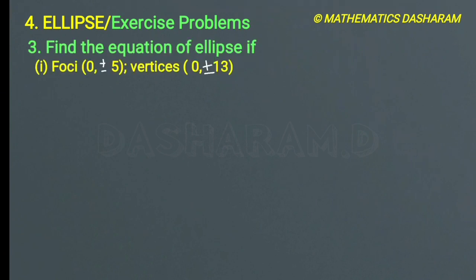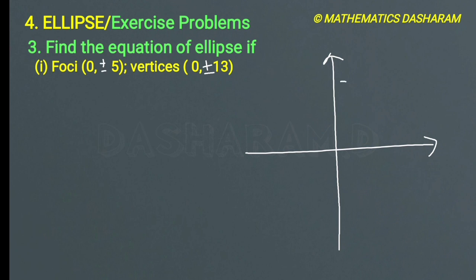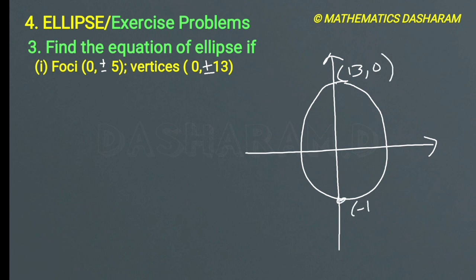Next, third bit: find the equation of the ellipse if foci are 0 comma plus or minus 5, vertices 0 comma plus or minus 13. So here the vertices are 0 comma plus or minus 13. That means the two ordered pairs will be on the y-axis. Okay, this is the ellipse.